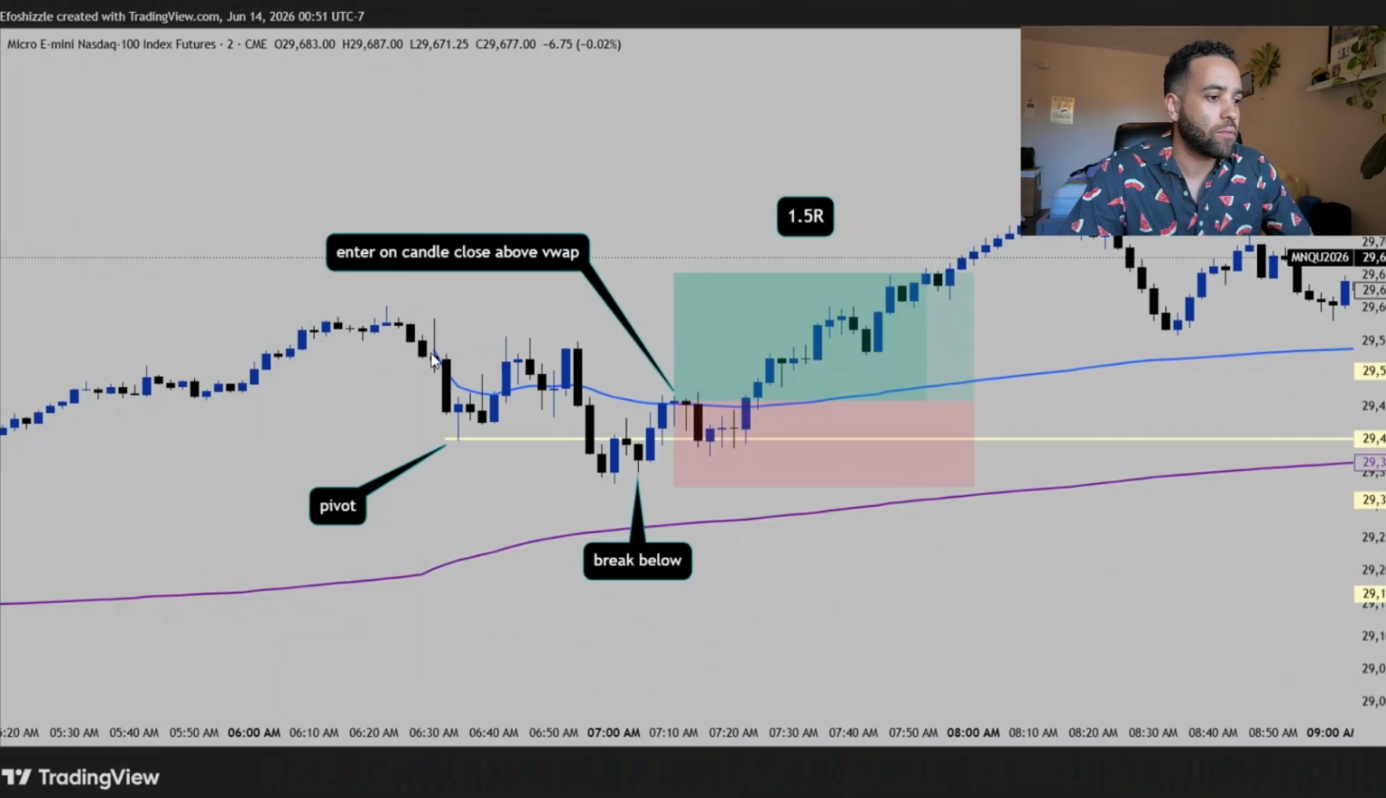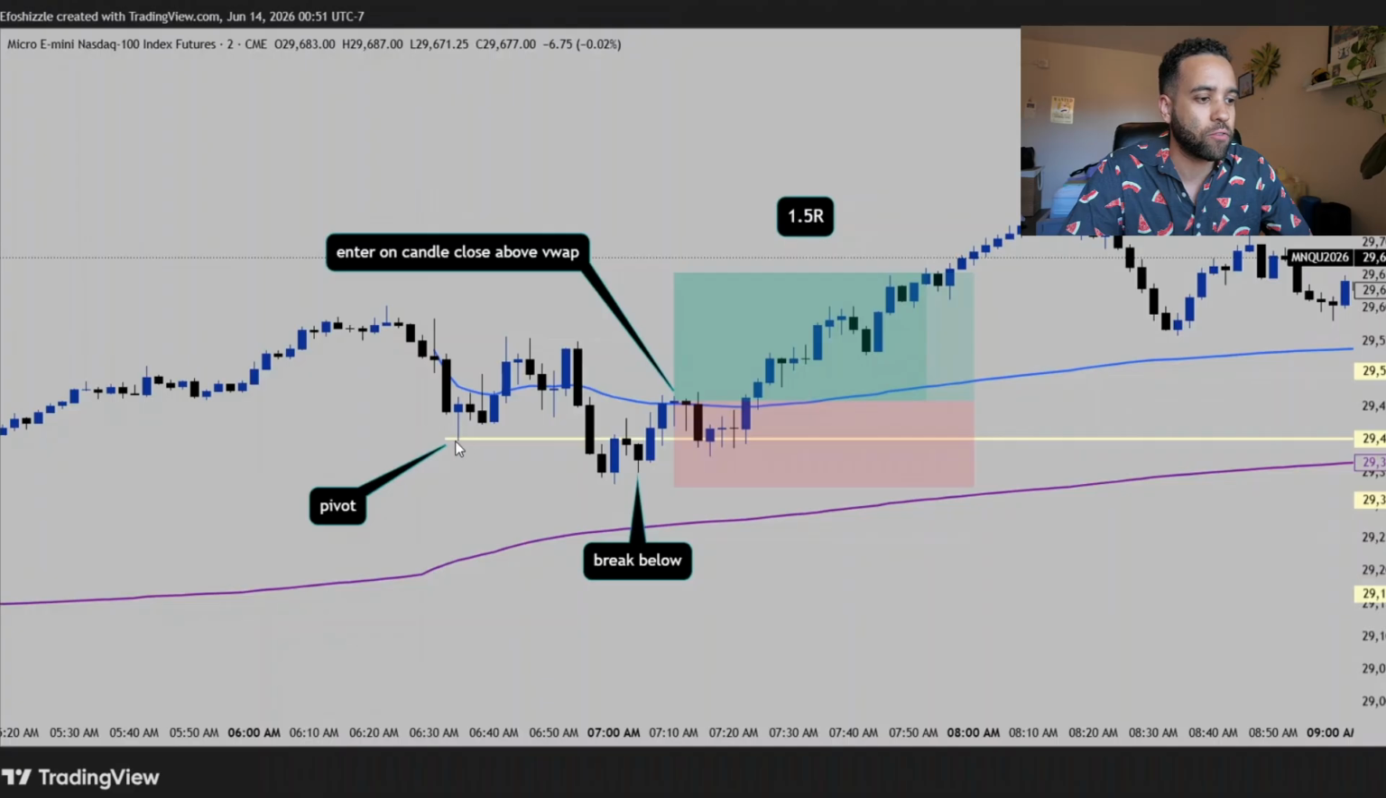Basically what I do is I mark, so this blue line here is going to be the New York VWAP, and I basically anchor it to the market open. That's 6:30 a.m. for me, since I am on California time. And I mark out the pivots. So this pivot I marked out, this is the first one.